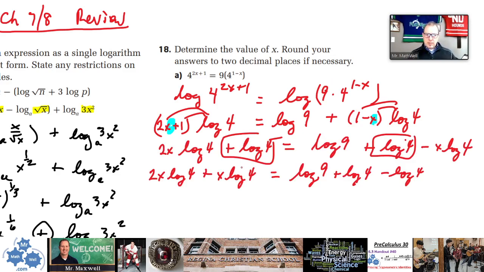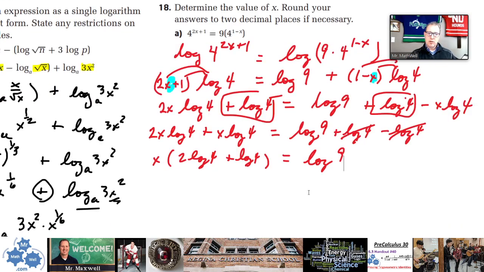All right, so I've done a couple steps of work here. I noticed that I have a log 4 on both sides, and so these go away. And I'm going to factor an x out here. So I have 2 log 4 plus log 4 equals log of 9 over here. I can simplify this, and then I can divide both sides by this, and then I will have my value for x. So I have x.